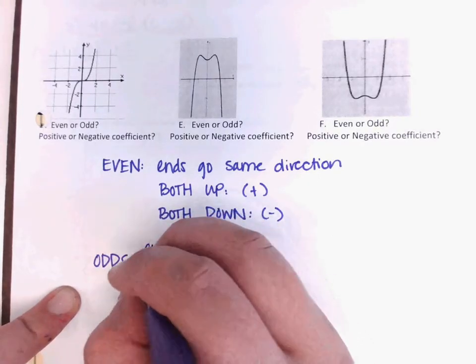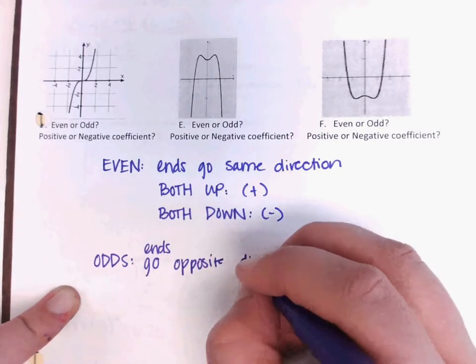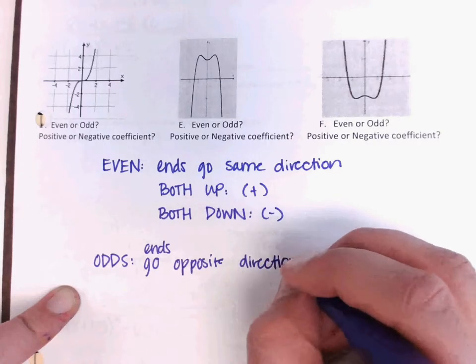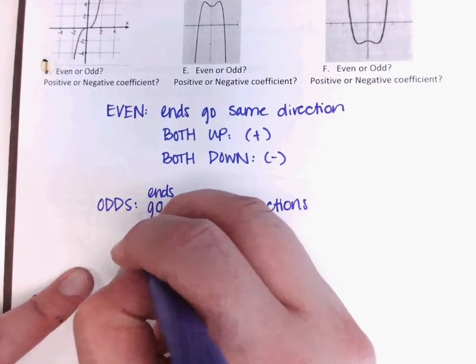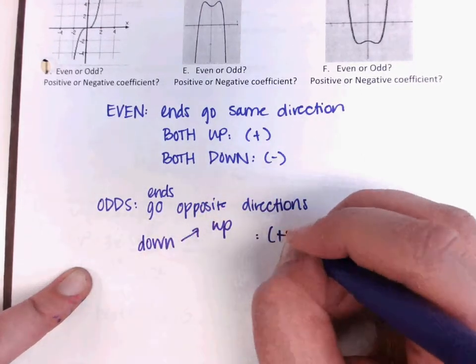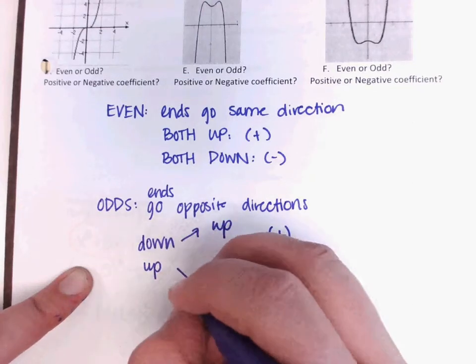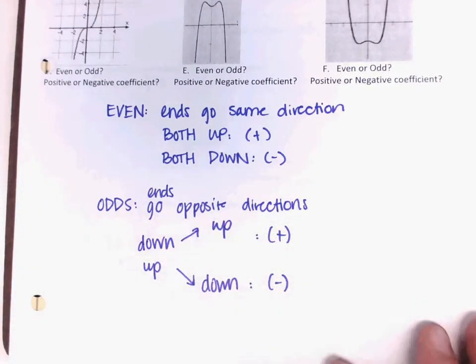Ends go opposite directions. If it goes down to up, it's going to be positive. If it goes from up to down, it's going to be negative.